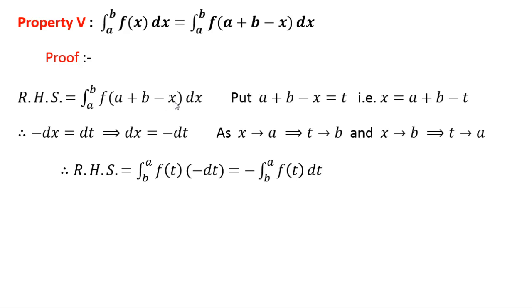We are writing a plus b minus x as t. dx is equal to minus dt and limits b to a. These are limits of t.